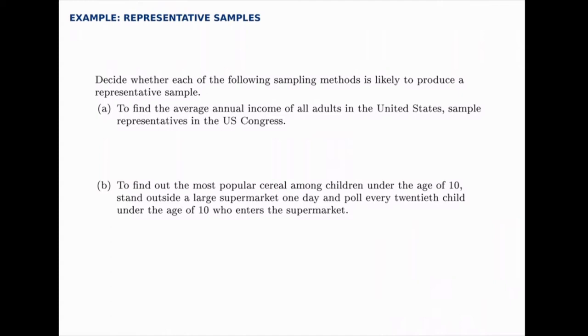First of all, to find the average annual income of all adults in the United States, suppose we sampled representatives in the Congress of the United States. It turns out this is not a very representative sample. First of all, the salary for representatives in Congress is set at a fixed number. And that number is relatively high compared to the average income for all adults in the United States.